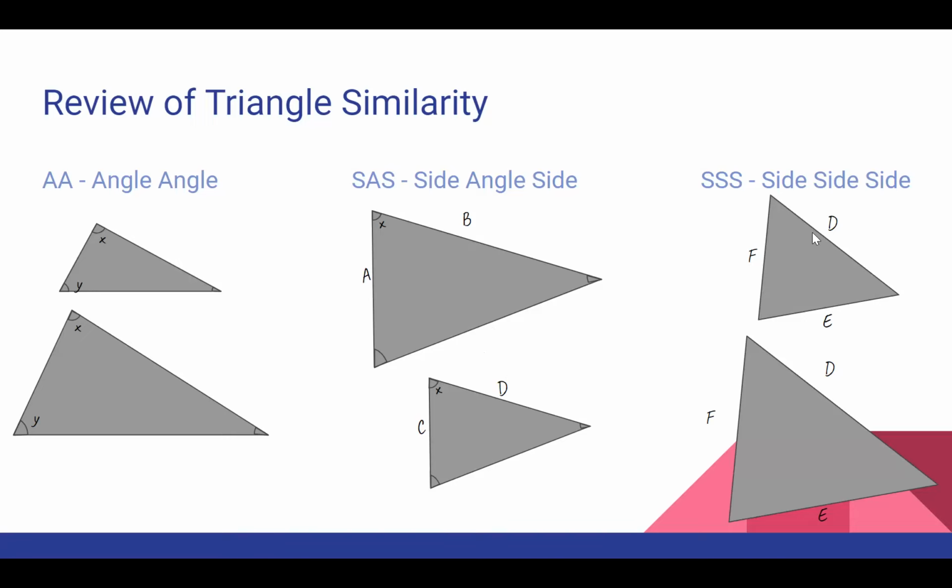And lastly, we have side-side-side. This is the simplest of them all. If all the sides are proportional, like we went over earlier, this divided by this equals this divided by this, which is equal to this divided by this. That means all the sides are proportional, which means they're being multiplied by the same number to get to these new side lengths, which means that these triangles are again similar. All the angles are the same, and all the sides are going to be proportional.